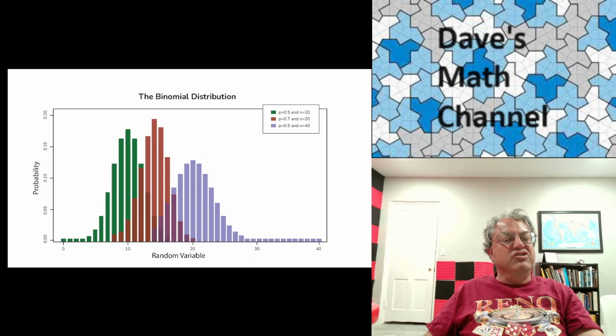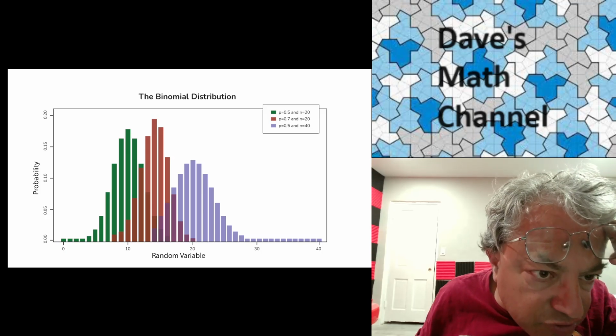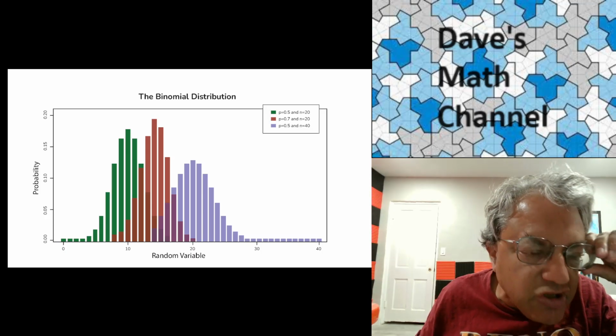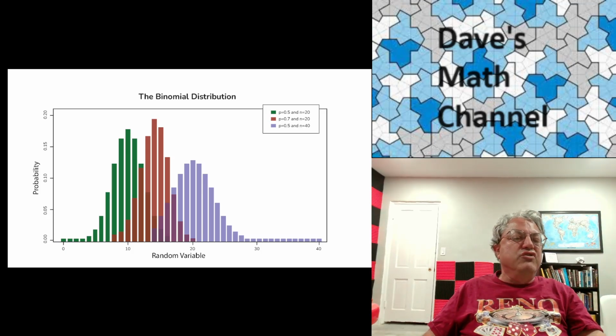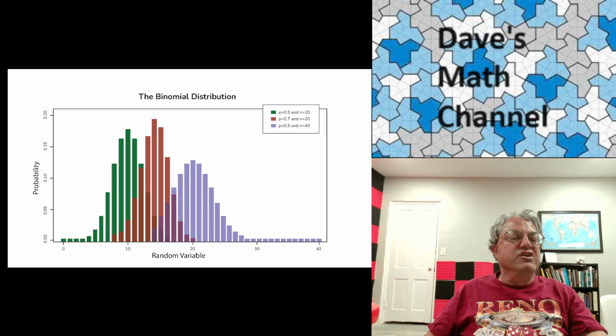And these three curves, there's one in green, one in red, one in blue. I think the ones in green and blue have p equals 0.5, but they have different values of n. I believe n equals 20 for the green curve, and n equals 40 for the blue curve. And for the red curve, p is actually different from 0.5. It's 0.7, and n is still 20.